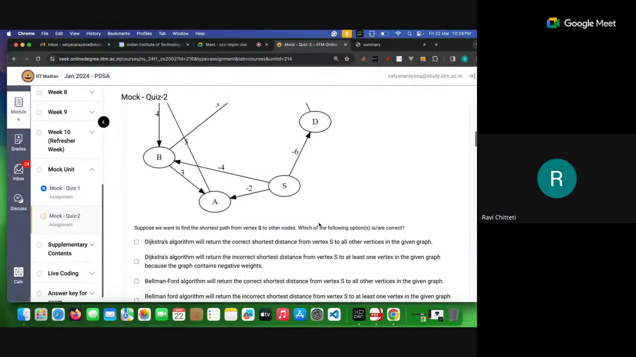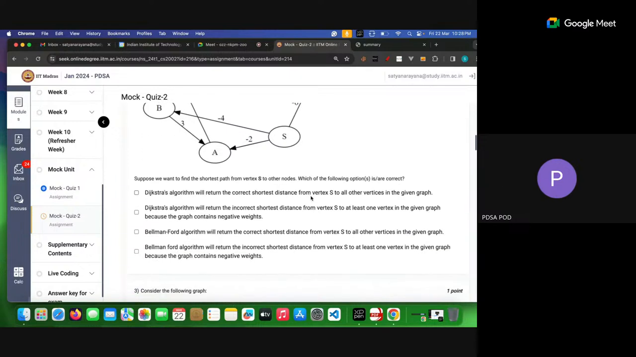Leave the cycles part alone; assume there are no cycles. If there is a negative weight, can we still use Dijkstra? Yes, we can use it, but it doesn't report anything. Bellman-Ford will report, because it can detect a negative cycle. Dijkstra's doesn't detect it, it just works and shows you a solution.